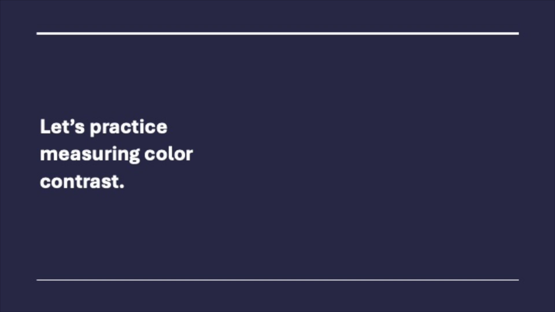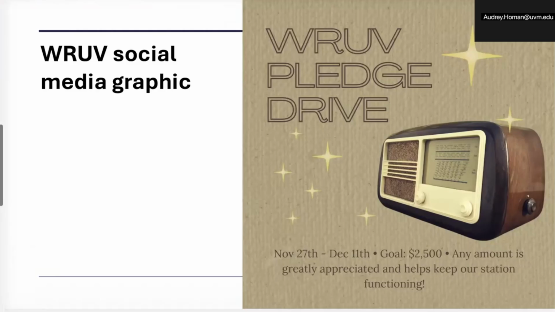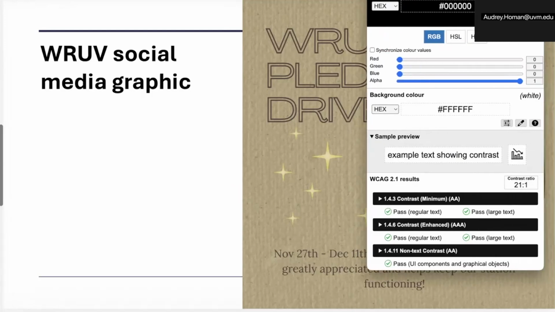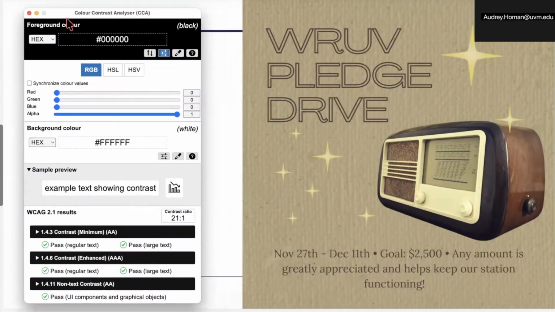Now, I have a couple of examples here. This first example is from UVM's campus radio station, WRUV. It is a graphic that was posted on social media advertising a fund drive. So I'm going to pull up my color contrast analyzer. I have it kept here in the dock because I use it pretty much all the time. Here it has popped up. I'm going to move it off to the side so we can keep seeing.